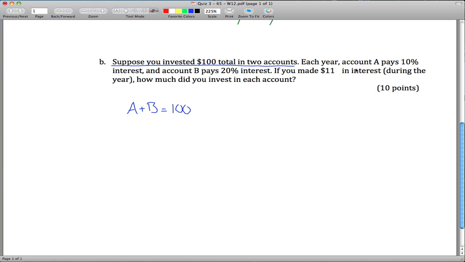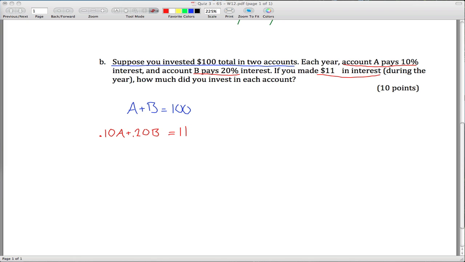The red sentence is a little bit trickier. We have to use the fact that A pays 10% interest, B pays 20% interest, and we make $11 in interest. So we're going to end up making $11, and where that $11 comes from is it's 10% of what you put in A, that is 0.10 A, plus 20% of what you put in B, 0.20 B. And now what we got to do is solve this system of linear equations.